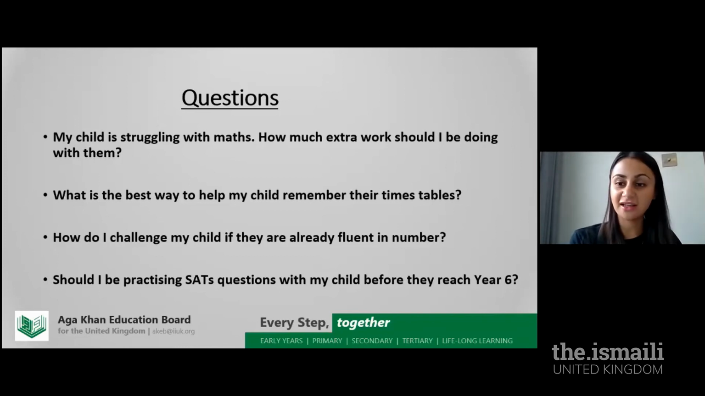Reasoning and discussing maths is extremely important. These days, maths isn't just about writing a number down on a page. Children need to have that deep understanding, which is called upon in SATs papers.